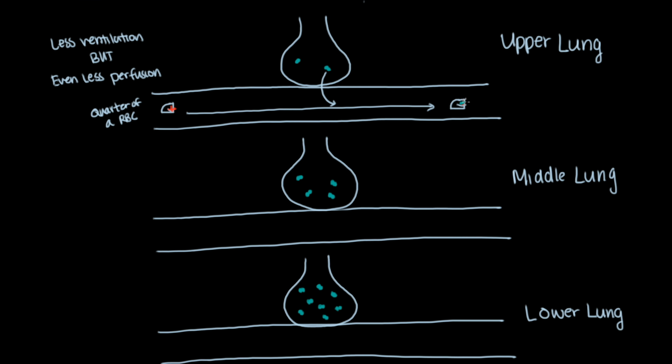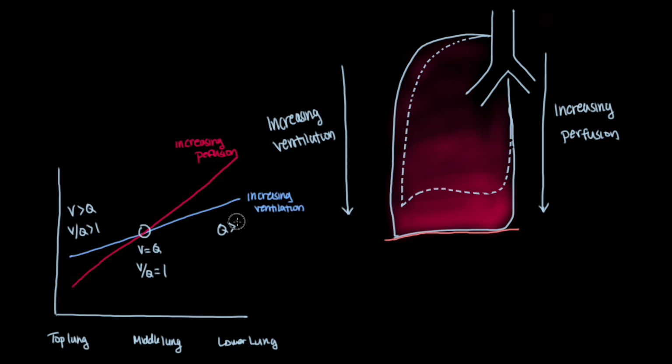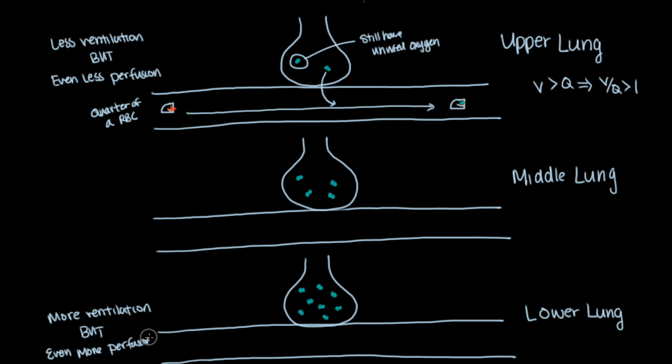This is mathematically represented with a ventilation-perfusion ratio of greater than 1. At the bottom of the lung, we have more perfusion than ventilation, thus blood is wasted. Again, this means that we don't have enough oxygen at the bottom of the lung to saturate all of the hemoglobin in the blood that's going there, so we have unused oxygen carrying capacity. This is mathematically represented with a ventilation-perfusion ratio of smaller than 1.